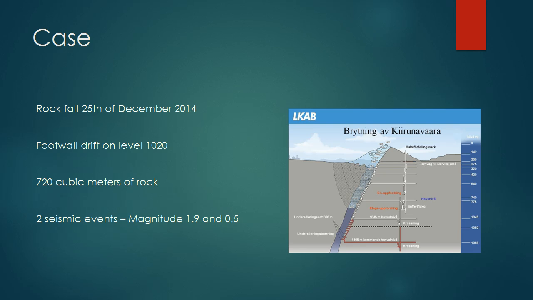The case which we have studied is a rockfall which occurred on the 25th of December 2014. The rockfall occurred in a footwall drift on level 1020 near the Kirunavaara ore body. Approximately 720 cubic meters of rock fell down into the drift. The same evening there were two seismic events which were recorded. The first one being of magnitude 1.9 and the second one of magnitude 0.5.